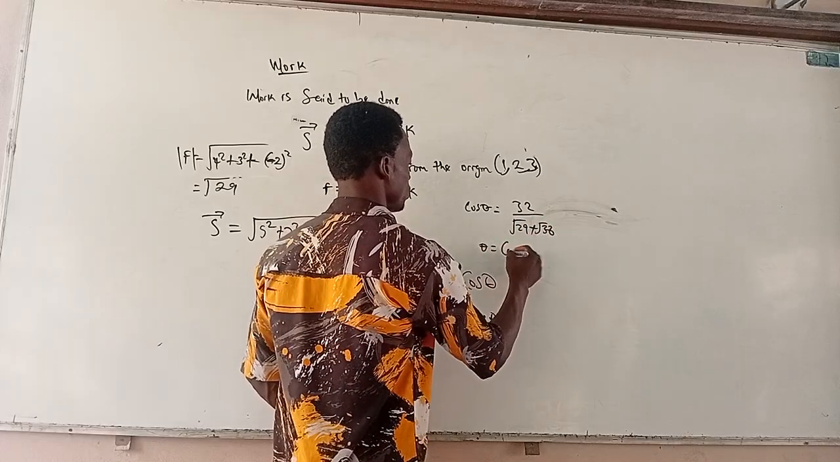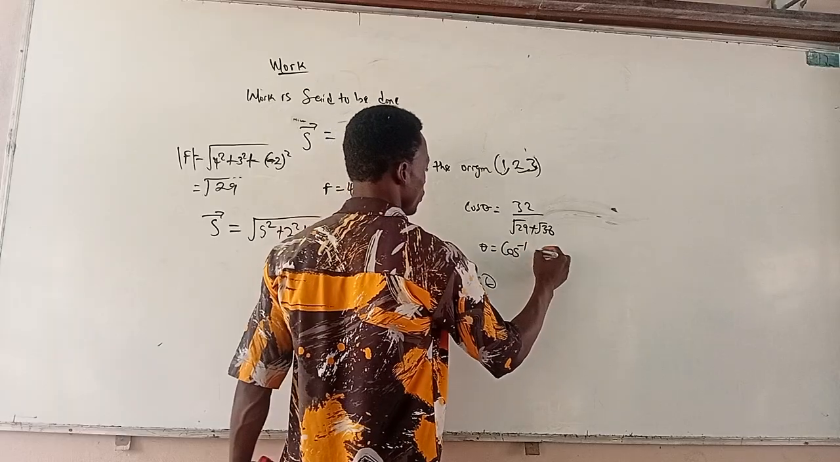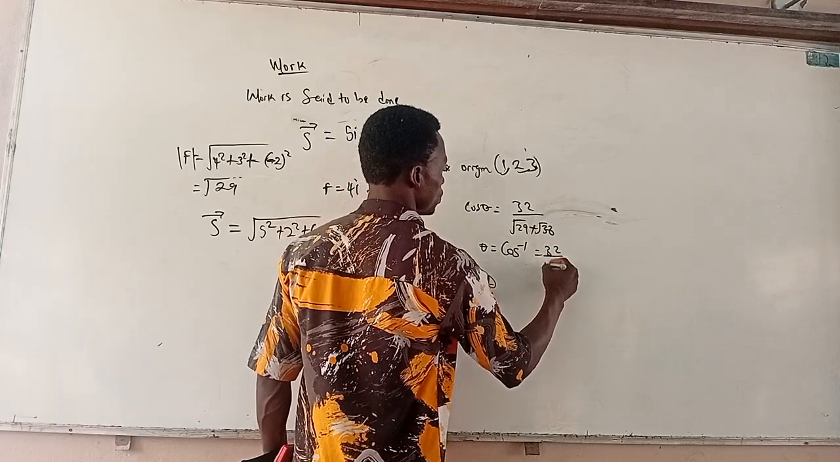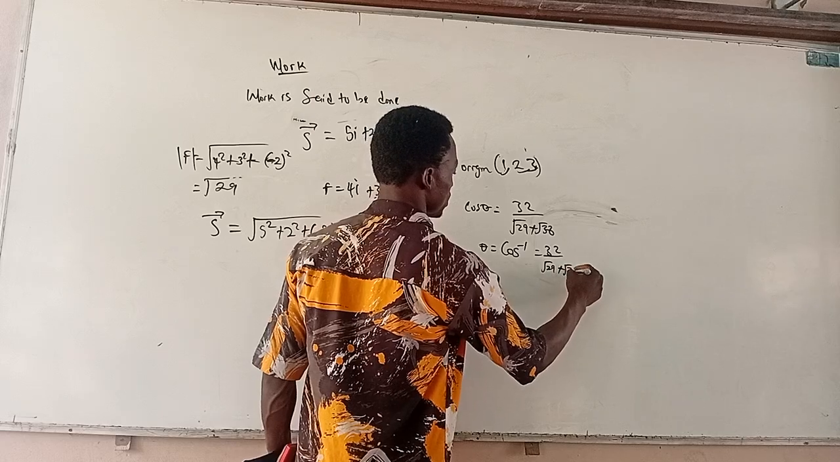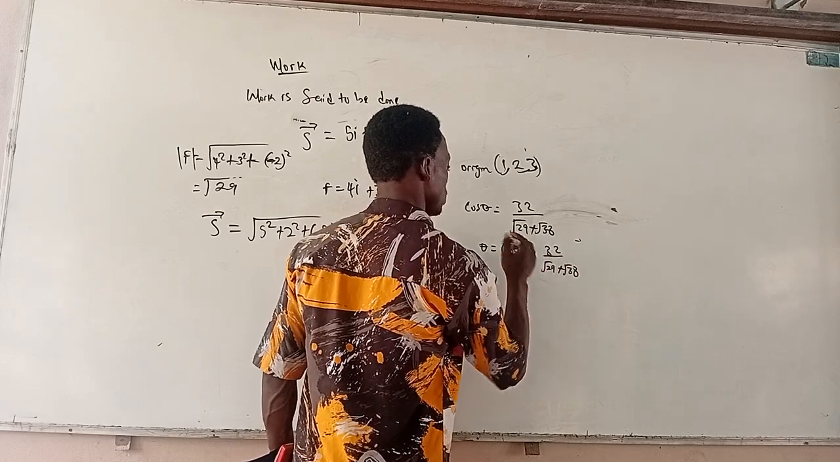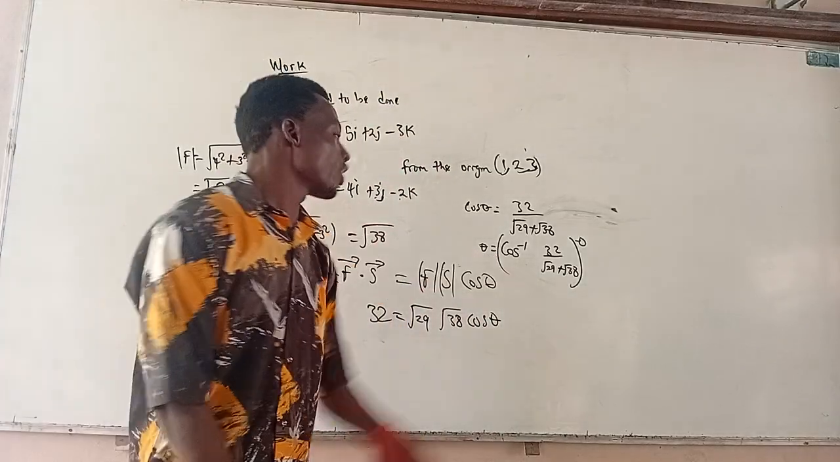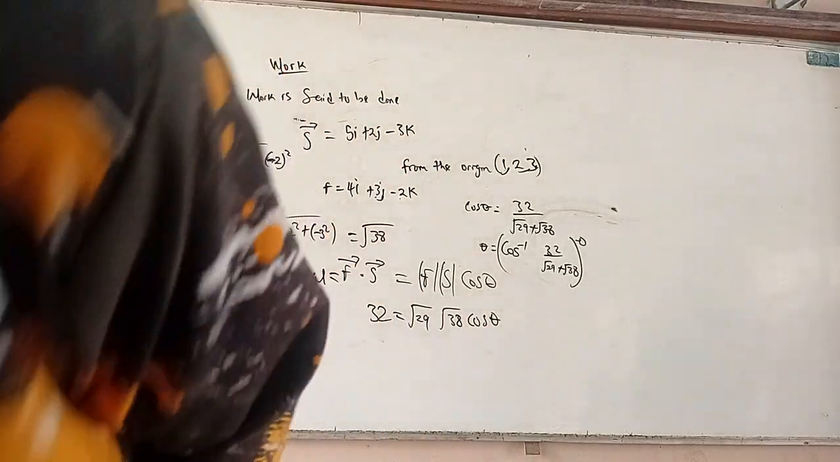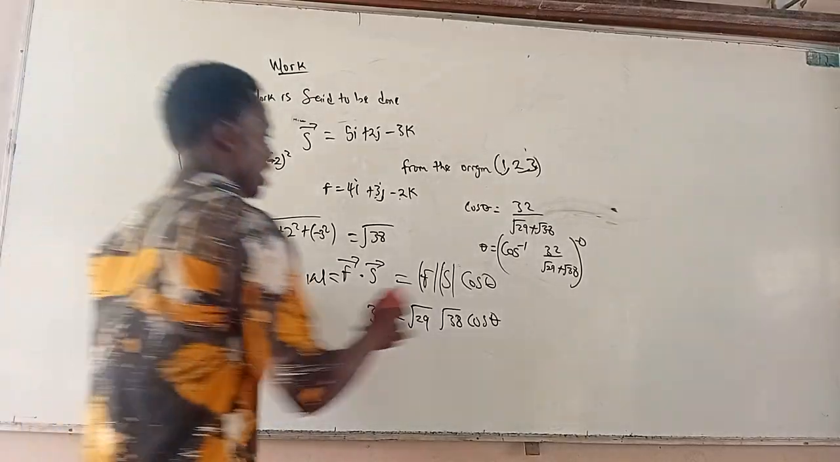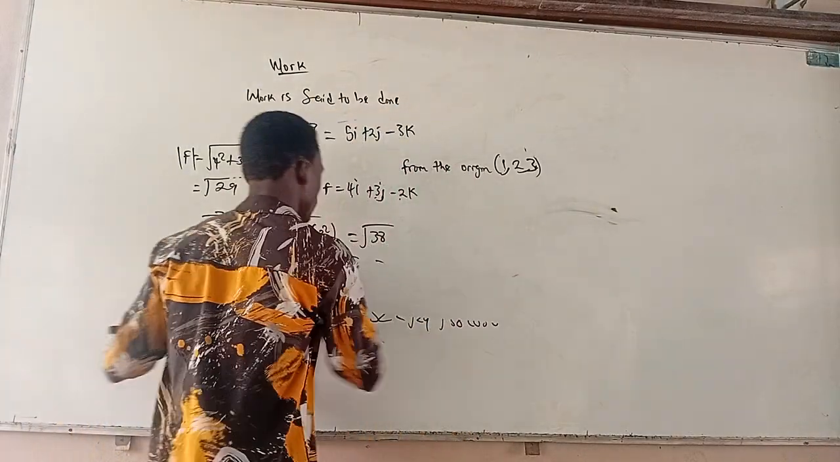Now theta will give us cos inverse of 32 over root 29 times root 38, in degrees. Just punch your calculator and get your angle. So the angle here is the angle between F and S. So that's that for that. Now let's treat one more question or two, then let's call it off.